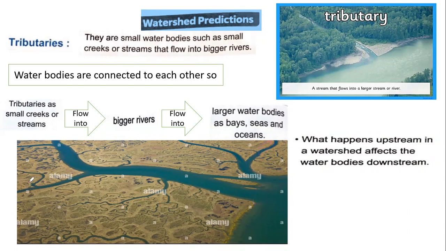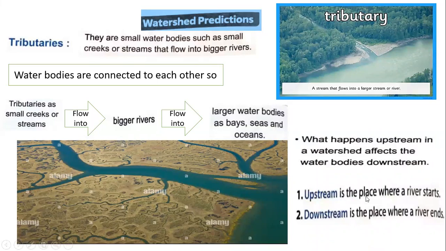يعني عايز يقول لك ان any pollution in any area will affect a bigger area, will affect a much bigger area. كل حاجة هتحصل هنا في التريبيوتيري ده هتأثر في الريفر ده هتأثر في السي أو الأوشن ده. كلهم connected together مرتبطين ببعض كلهم. Upstream, the place where a river starts. Downstream, a place where a river ends. المكان اللي هينتهي فيه النهر هيبقى اسمه ايه؟ Downstream.